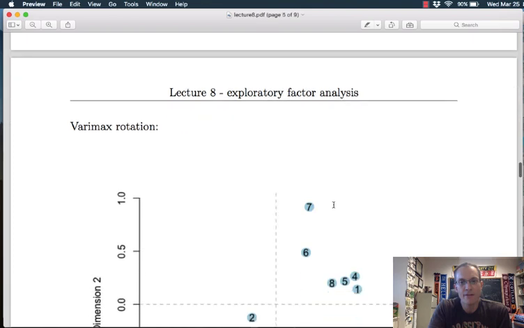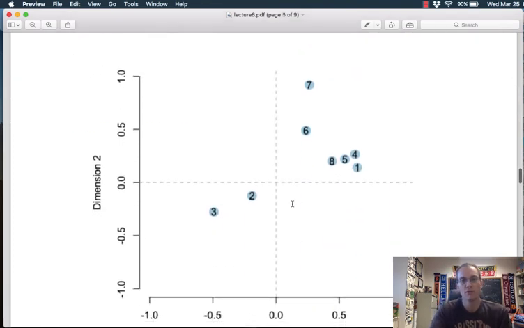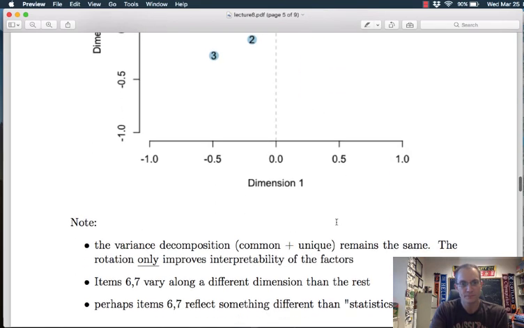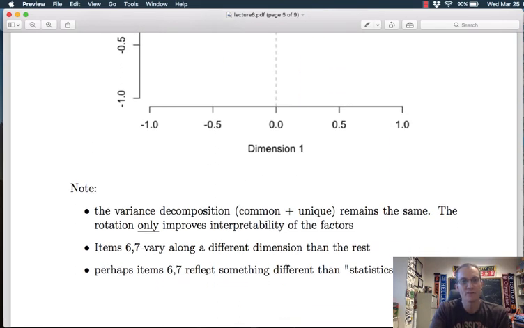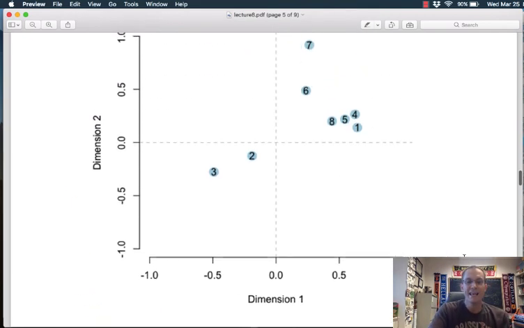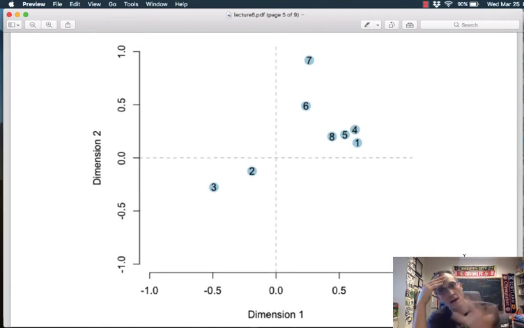When you look at this factor analysis, when you look at this picture, you are seeing that 6 and 7 are on a different factor. They're loading heavily on a different factor than these are. So perhaps items 6 and 7 reflect something different than statistics anxiety. Maybe they represent something about computers. As a test developer, this is now a first very important step in my scale development. I'm now looking at items 6 and 7 and think, well, do I really need those in this SAC 8 questionnaire? Are they really capturing statistics anxiety?